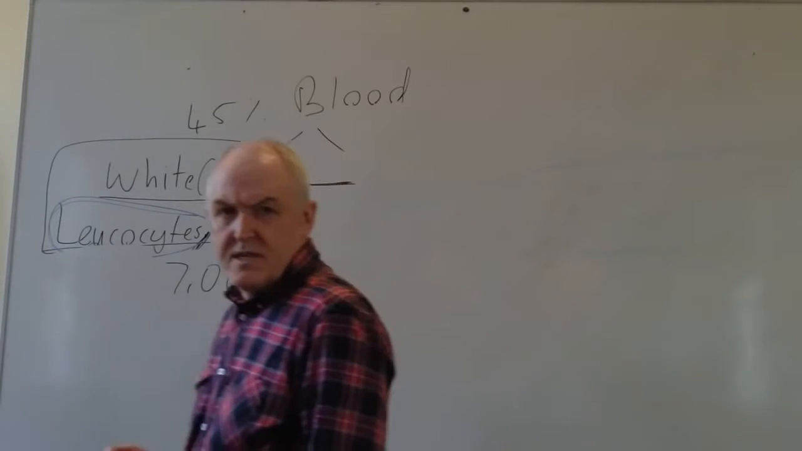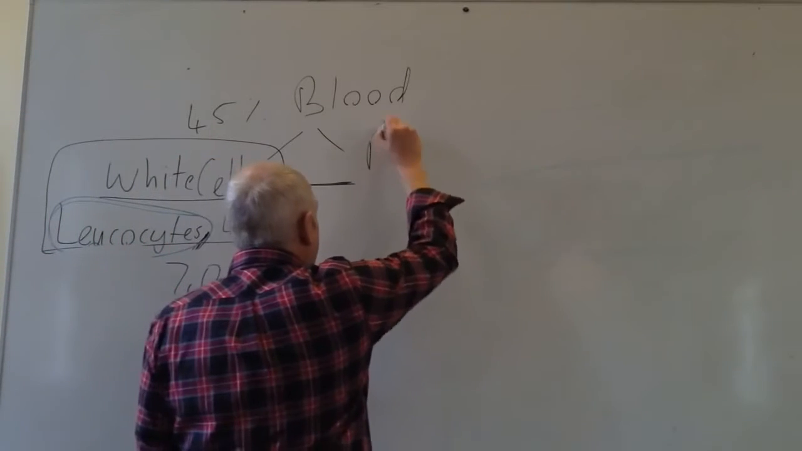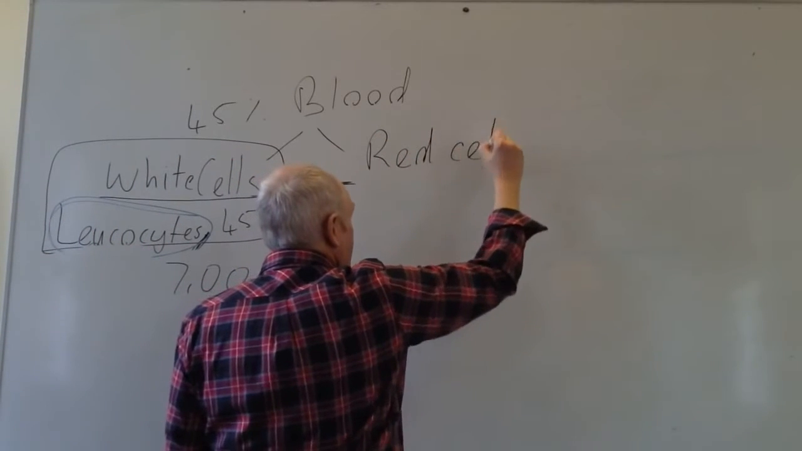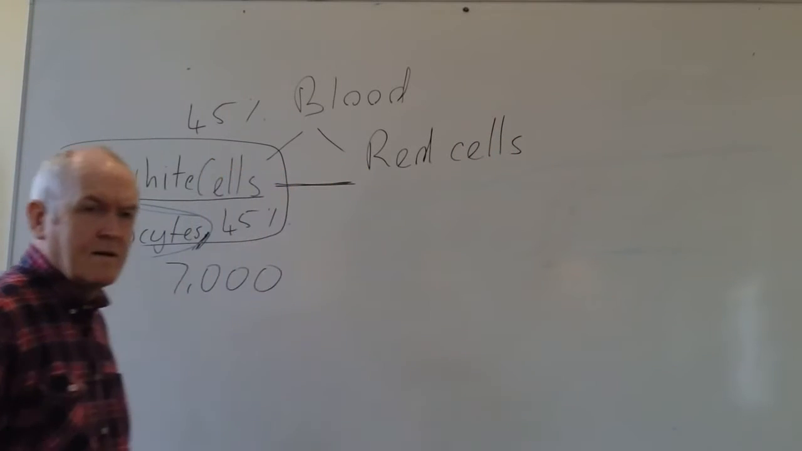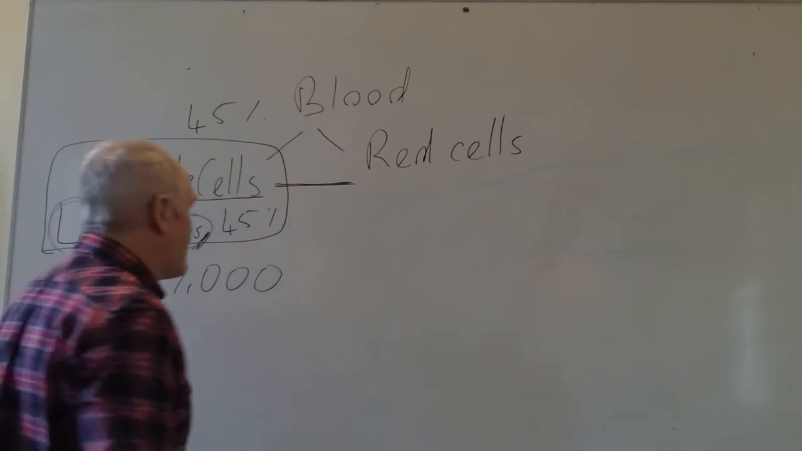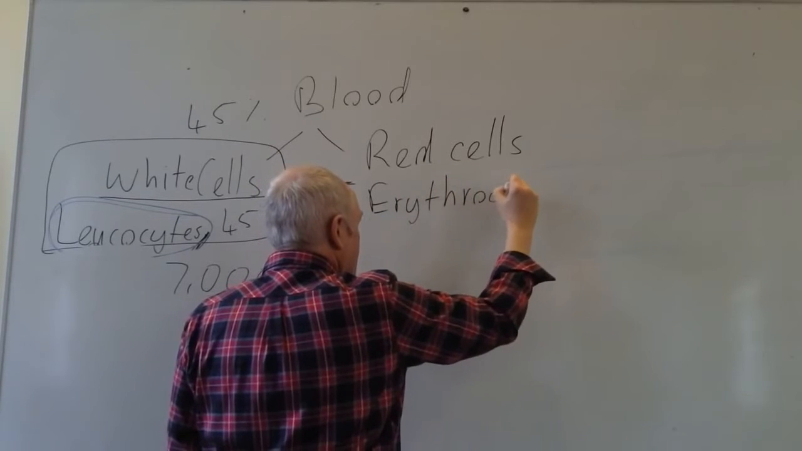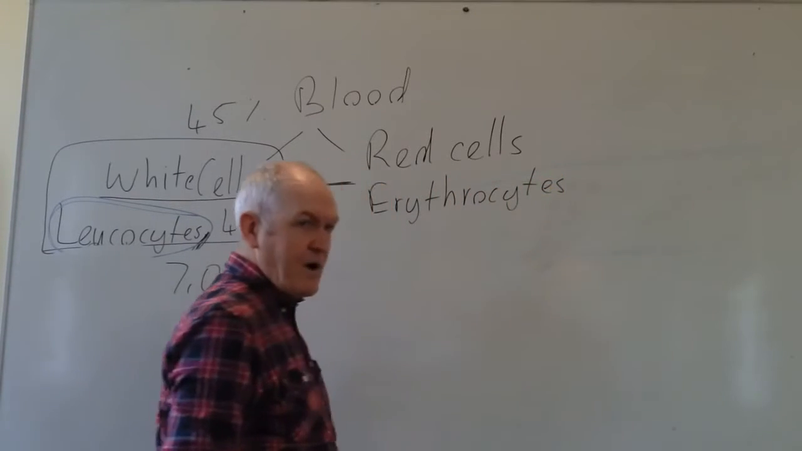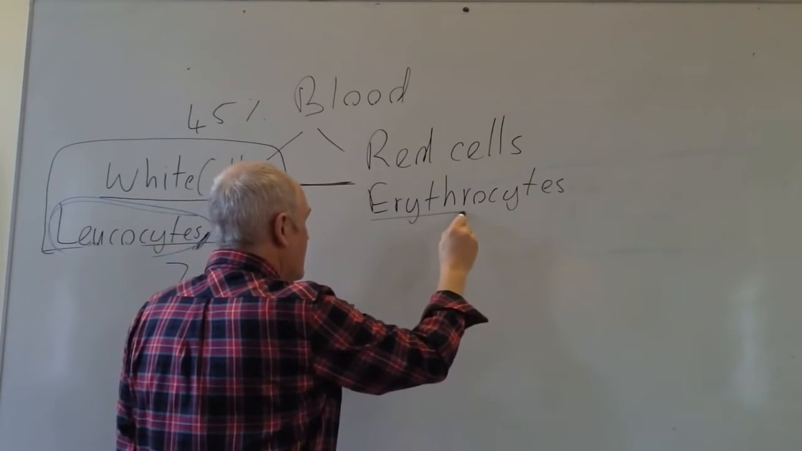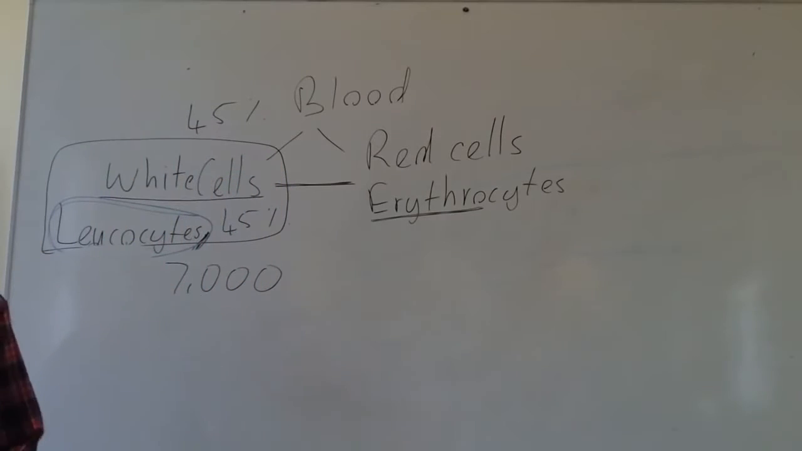So a cubic millimetre of blood is going to contain about 7,000 white cells. But as you know, you also get red cells. And the red cells are erythrocytes. Erythro means red. Cyte, of course, means cells. So literally red cells.